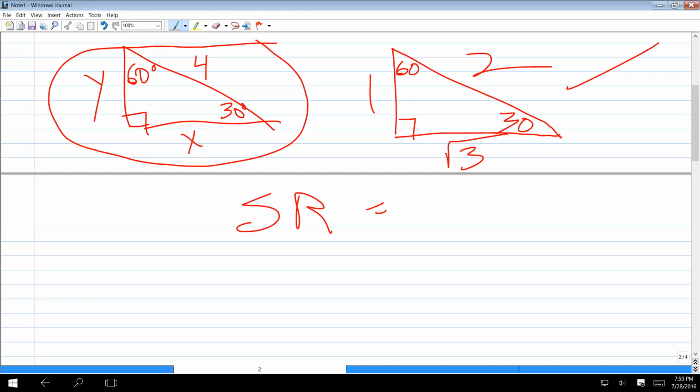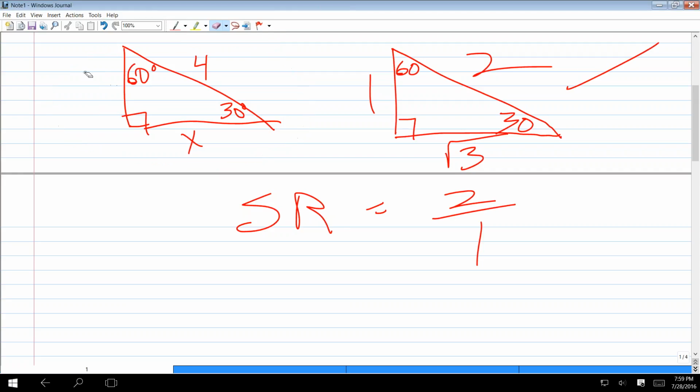2 over 1? Yes. So, what does that make y? Y would be 2. What does it make x? 2 root 3. You got it. That is the essence of similar triangles.